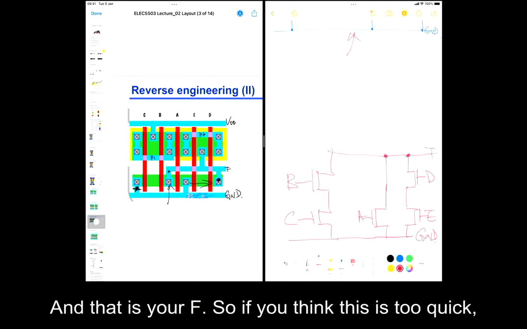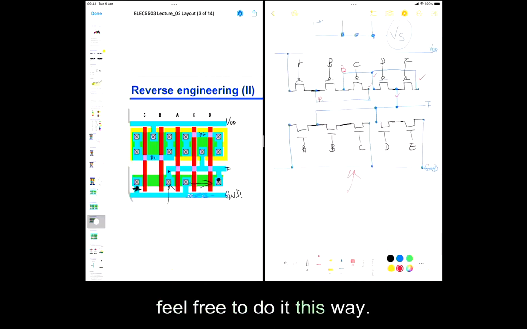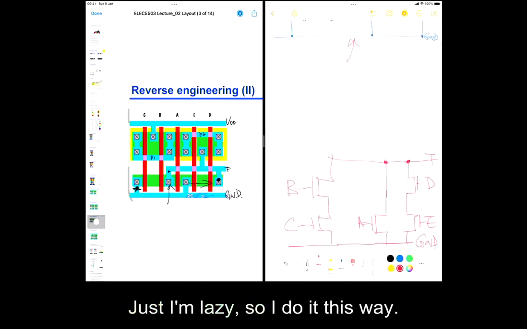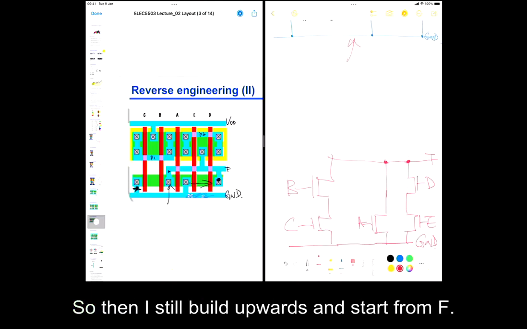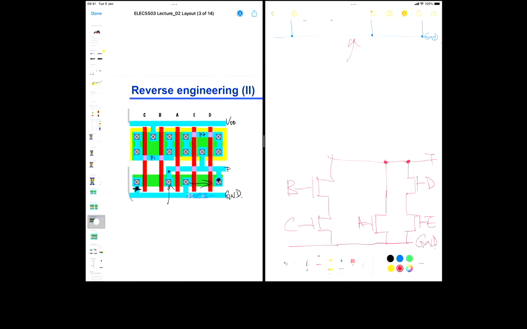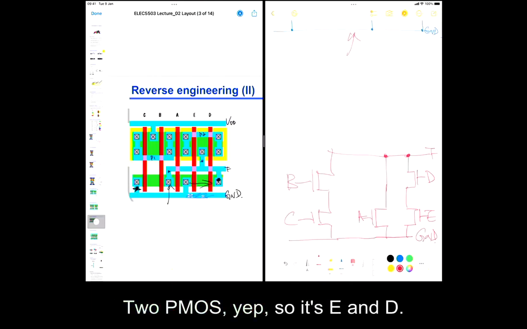Okay. So if you think this is too quick, feel free to do it this way. Again, this is safer. I'm lazy, so I do it this way. So then I still build upwards and start from F. Does F connect to 2 PMOS or 1? It only has 1 node. 2 PMOS, yep. So it's E and D.